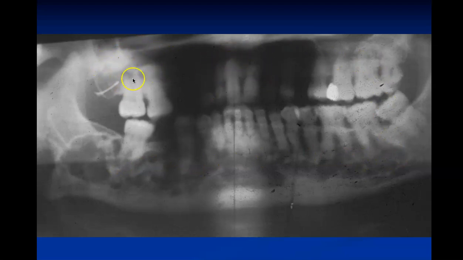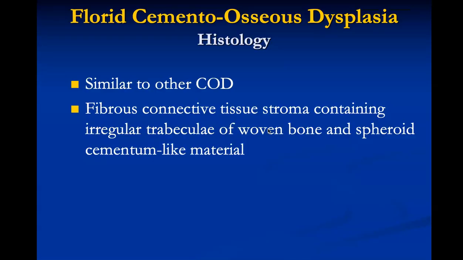But it looks like something in the posterior maxilla is happening. But again, you have these areas that could be radiolucent and then radiopacity within. Just a close-up showing you the variability with areas that are more radiolucent and areas that are more radiopaque. Histology is similar to the other CODs.